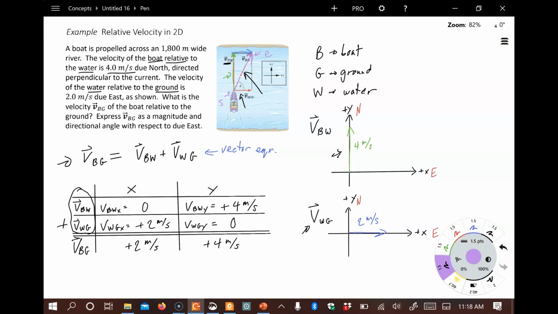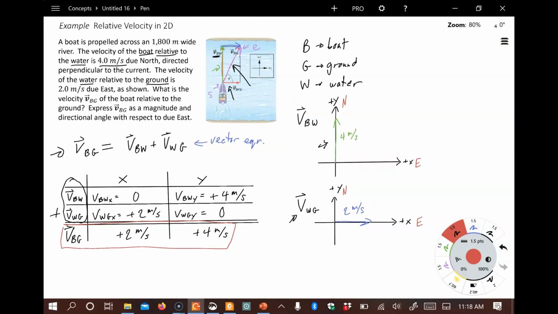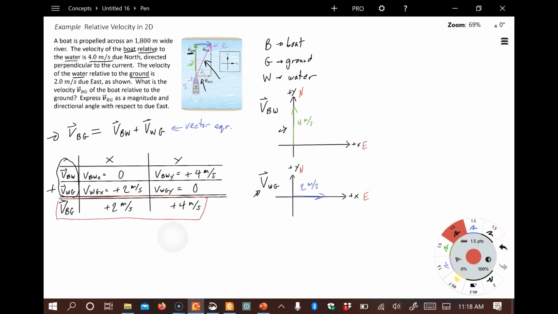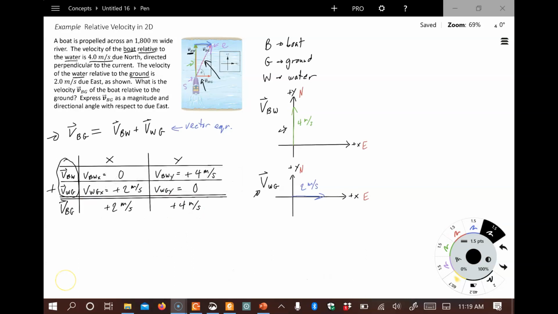Works out great. Now, it says, what is the velocity of the boat relative to the ground? Well, this could be our answer here if we want to give the two vector components. If we want the speed, of course, we need to do the Pythagorean theorem. This says express VBG as a magnitude and directional angle with respect to due east. That means magnitude, speed, right? So we actually aren't going to use this as the answer because they told us to do it in a different way.